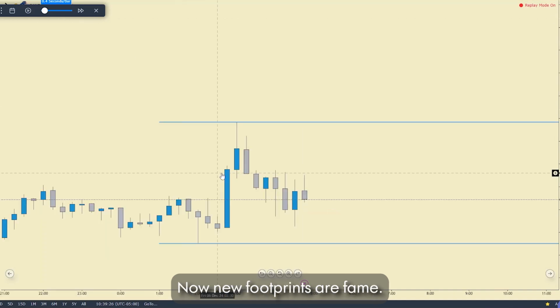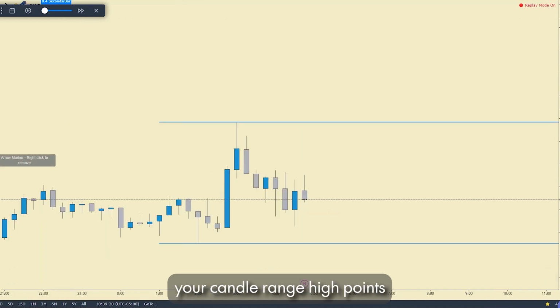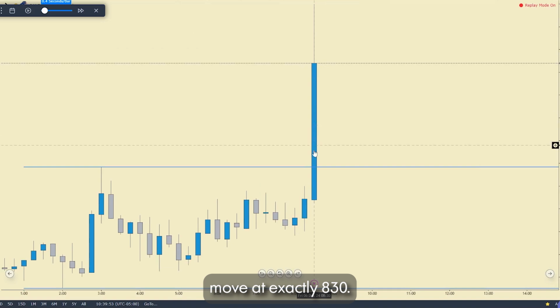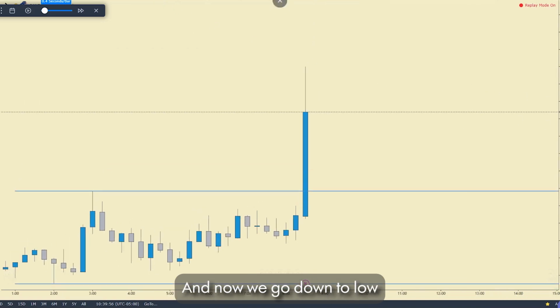high and low point. Now on your 15-minute time frame, you want to look for price to actually make a sweep of either your candle range high point or your candle range low point. These act as liquidity levels. Okay, and then we get our initial news move at exactly 8:30. And now we go down to a lower time frame.